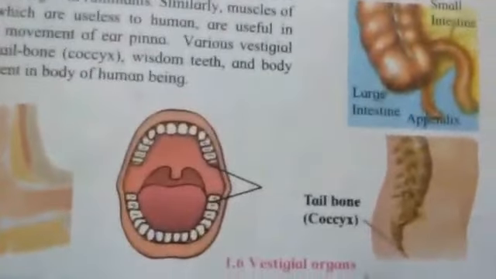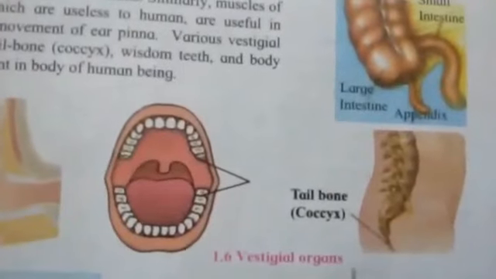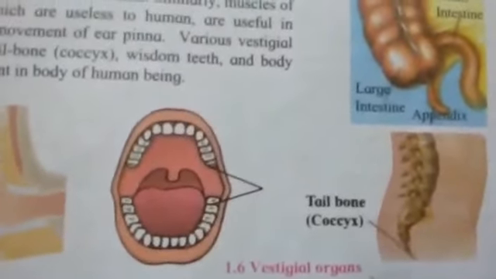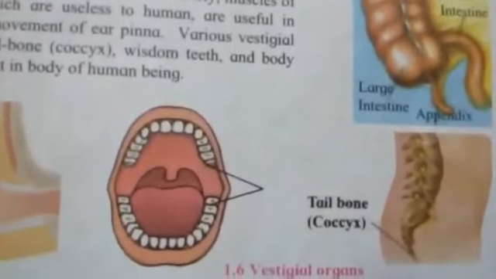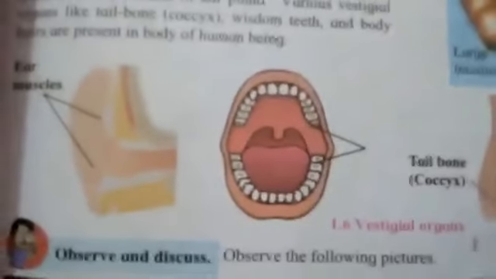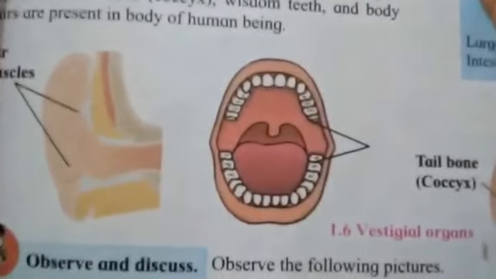Then the tailbone or the coccyx. This tailbone was useful for the monkey-like animals, but it is not useful at all for us. So these are the vestigial organs. Then why are all these vestigial organs still present in us? Because we might be having some common ancestry with all those animals.